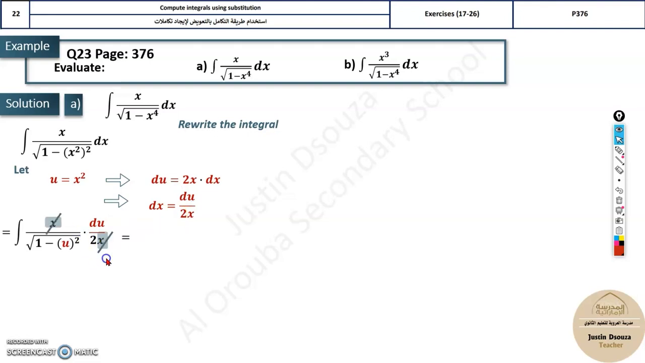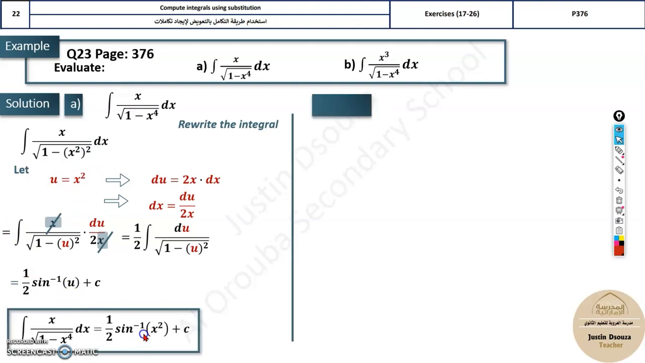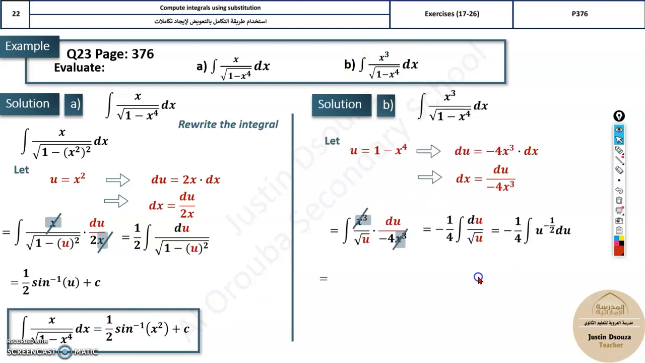Now all you need to do is cancel this off and you're remaining with half du by root of 1 minus u square, that is sine inverse u. Don't forget to substitute what is the u value, that is x square. That is it. The second one we just now solved at the beginning. So if you've missed it, just pause it and go back a few minutes before in this video and you will find it.